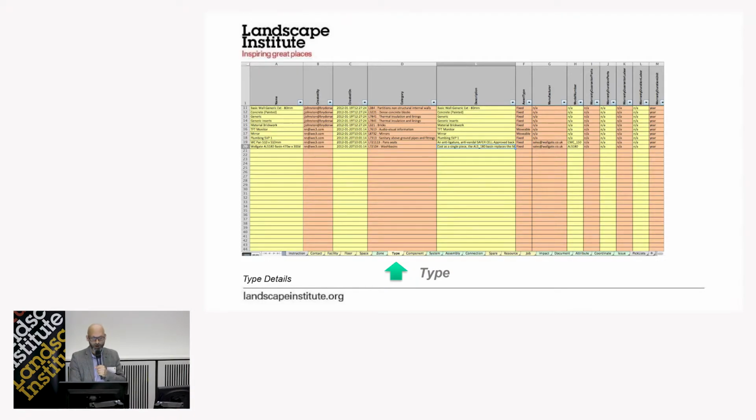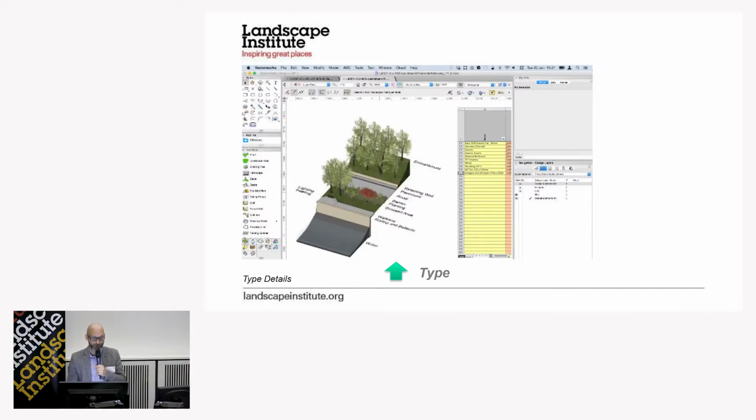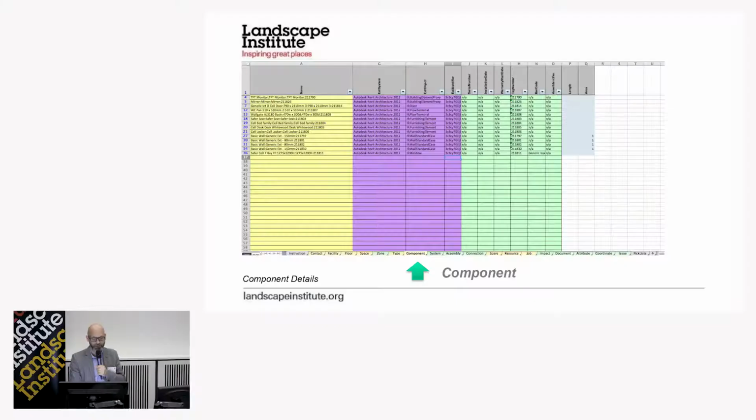Another type of output or deliverable is actually type. I talked about this before, and again, this is relating to the specific types of objects that you find within the scheme, and this would be used at the early stages for early cost analysis, etc. Now, these are the sorts of outputs and deliverables that you do already in one form or other. This is simply a way of formalizing that and ensuring it's delivered in a digital context.